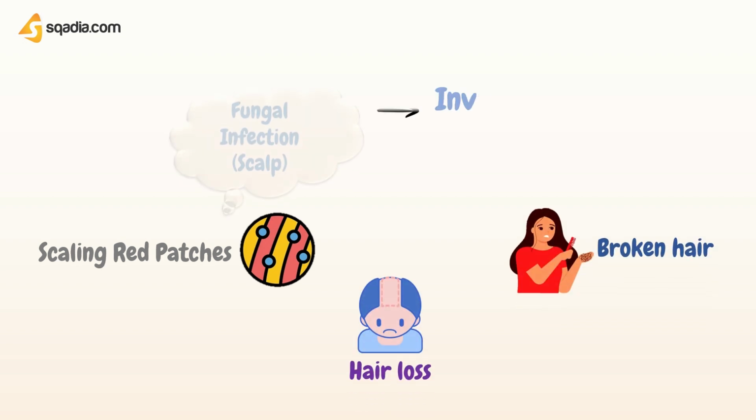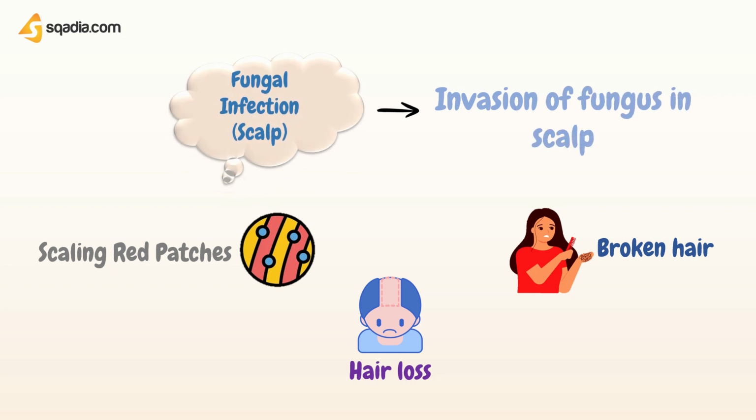And if skin problem is accompanied by scaling red patches, hair loss, and broken hair, then fungal infection of scalp might be a reason for this. Well, this is characterized as invasion of fungus in the skin of the scalp.